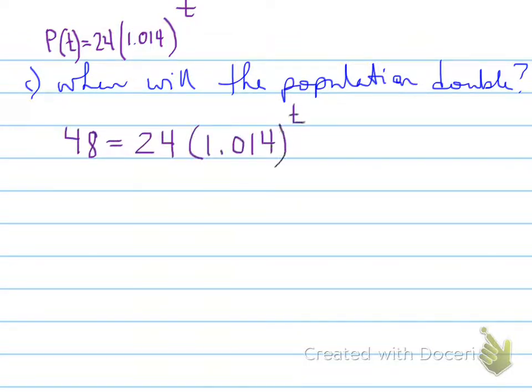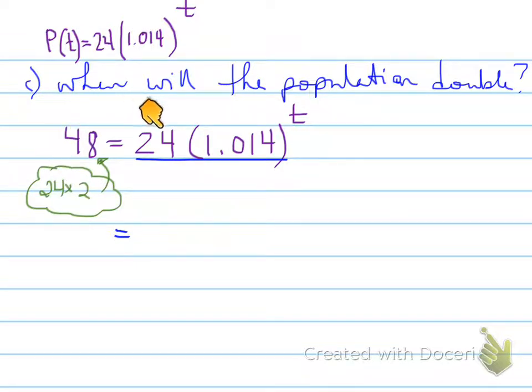Set up the equation. So we need the population to double. So that's where that came from. This 48 is 24 times 2. The original population is 24 times 1.014 to the power of t. Now, what we have to do is we need to look at this and see what we need to do first. That is, divide by 24. We get 2 is equal to 1.014 to the power of t.